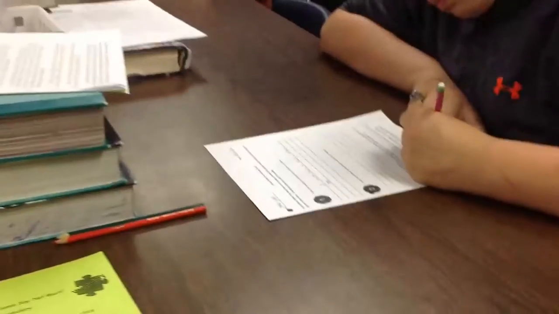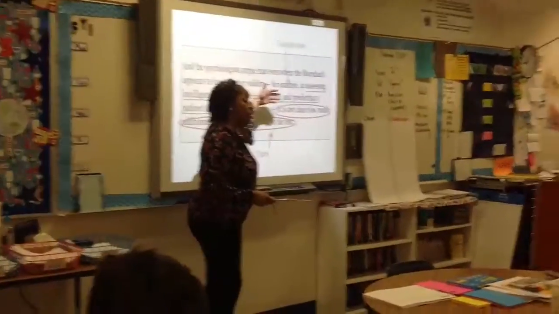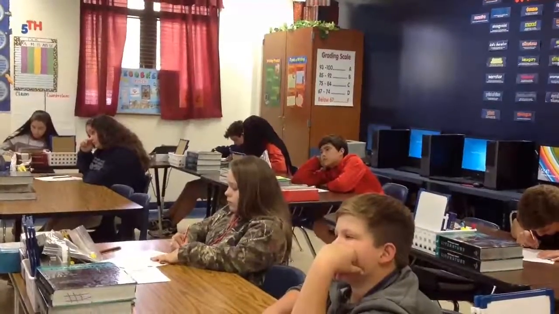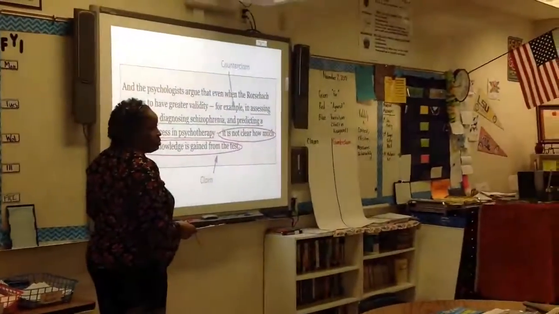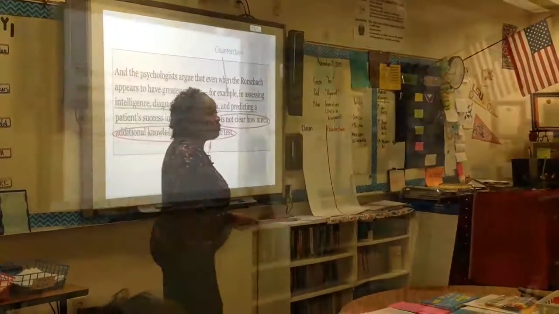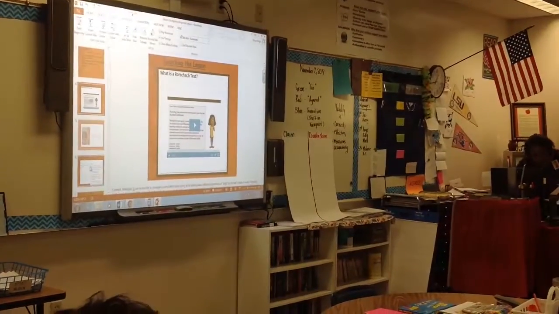Okay, the claim: it is not clear how much additional knowledge is gained from the test. Okay, but that author also acknowledges an opposite view, right? And what's the opposite view, Logan? Okay, that the Rorschach appears to have what? Greater validity in assessing intelligence, diagnosing schizophrenia, and predicting a patient's success in psychotherapy. Okay, and we're going to move into our next activity.